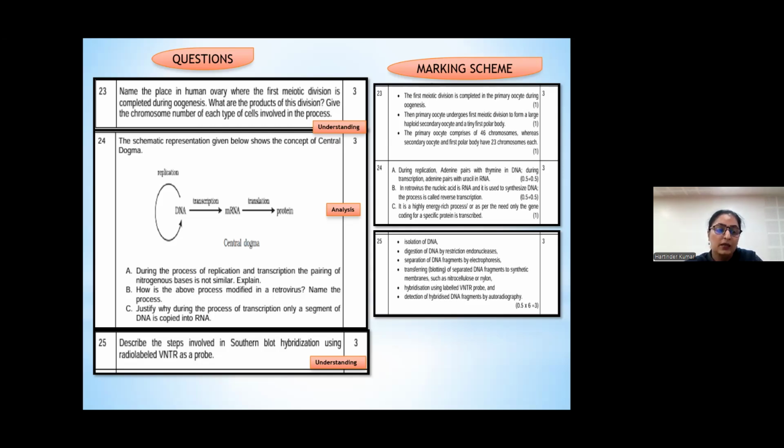Next we can say is to describe the steps involved in southern blot hybridization using radio-labeled VNTR as a probe. Directly, the children have to answer about the VNTR probes, the process of southern blot hybridization, that is directly step by step, they have to give the answer. So this is a question of understanding.